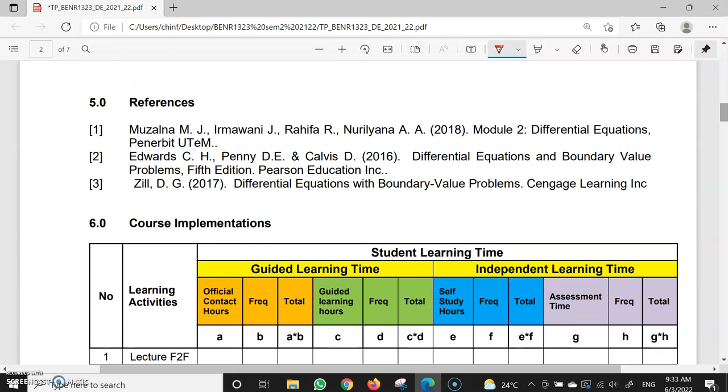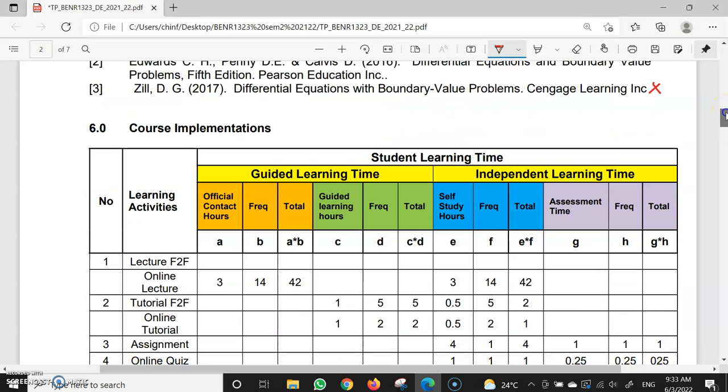These are the reference books that I recommend, and sometimes I use this book. But any books related to the topics that you are studying here, you can just use them. It doesn't matter. It's not only limited to this book.